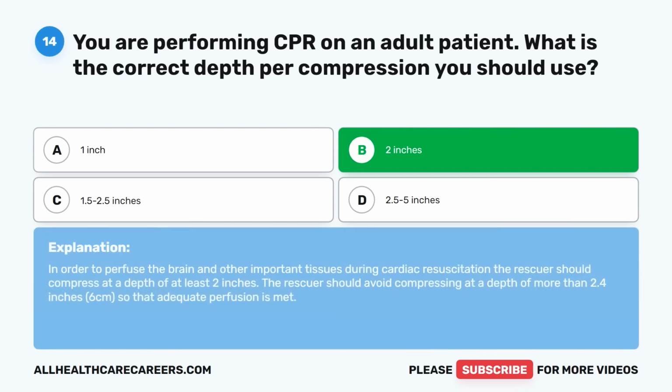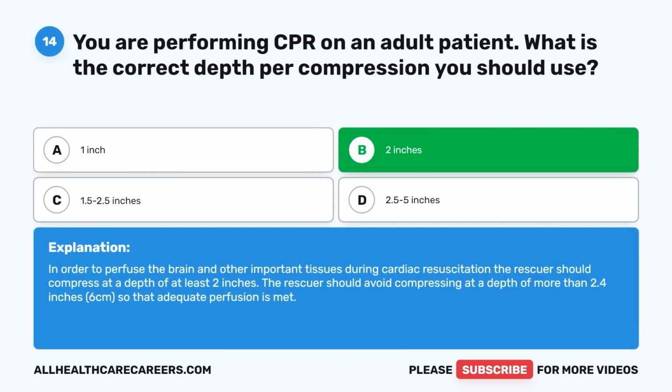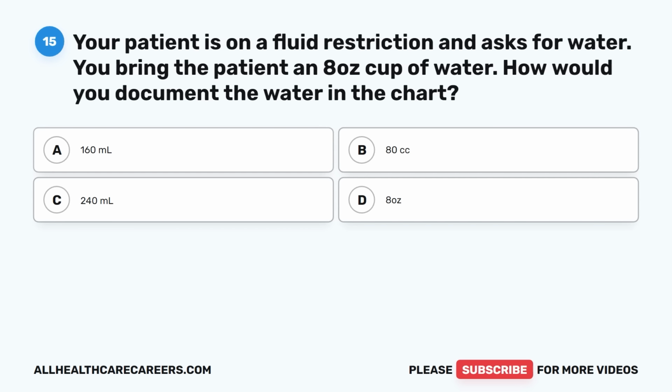2 inches. In order to perfuse the brain and other important tissues during cardiac resuscitation, the rescuer should compress at a depth of at least 2 inches. The rescuer should avoid compressing at a depth of more than 2.4 inches, 6 cm, so that adequate perfusion is met.